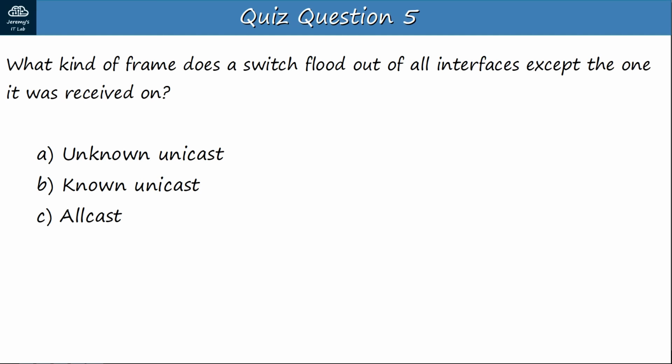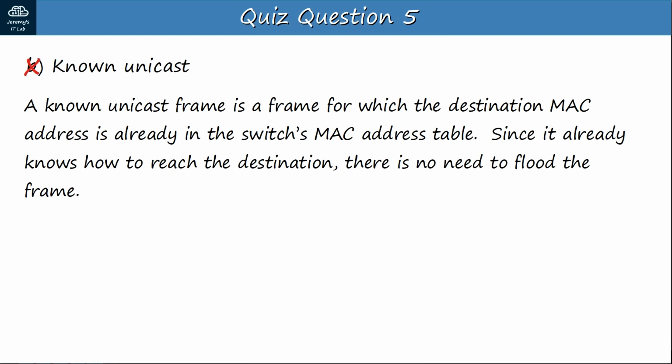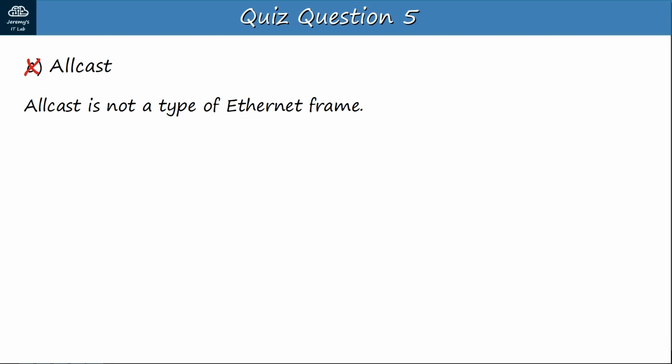Let's check. A known unicast frame is a frame for which the destination MAC address is already in the switch's MAC address table. Since it already knows how to reach the destination, there is no need to flood the frame. So B, known unicast, is incorrect. All cast is not a type of Ethernet frame, so C, all cast, is incorrect.